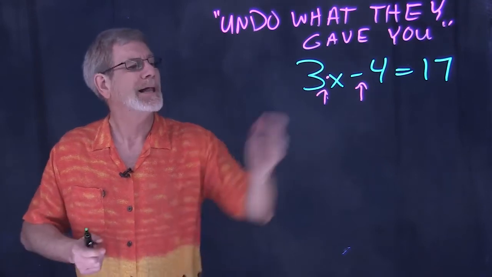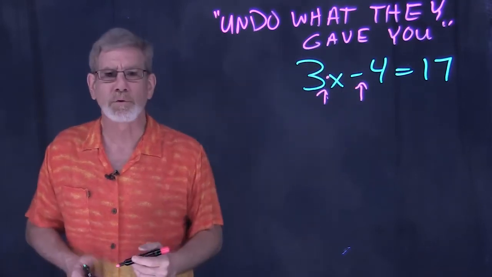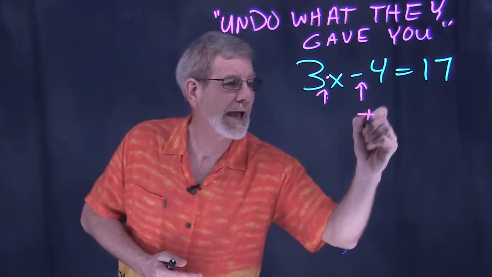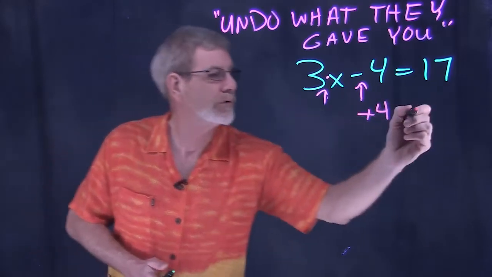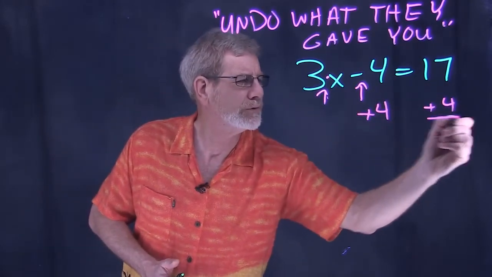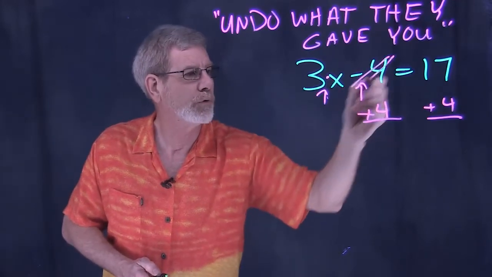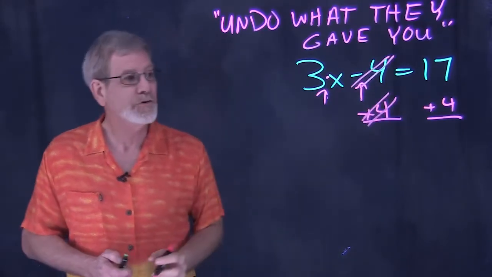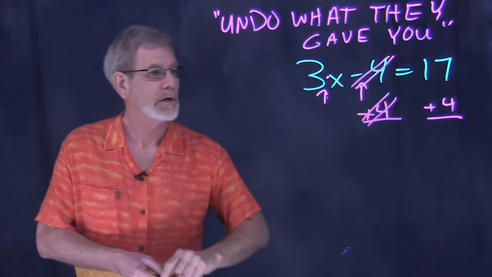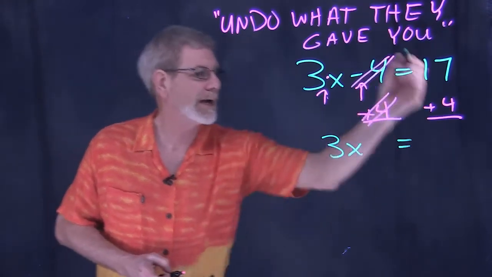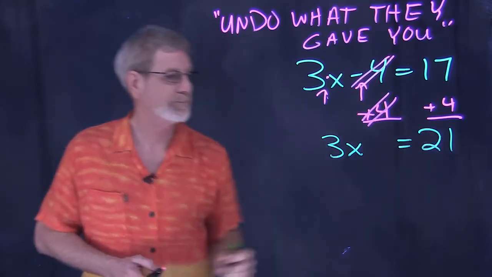I agree. Let's undo subtracting 4. How do you undo subtracting 4? Well, we use adding to undo subtracting. So if we do it to the left side, we can do it to the right because they are supposed to be equal. So subtracting 4 and adding 4 will undo each other. I still have 3x here, but now on the other side I have 21.